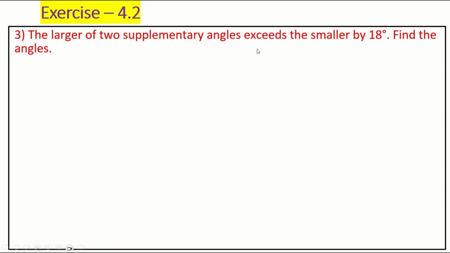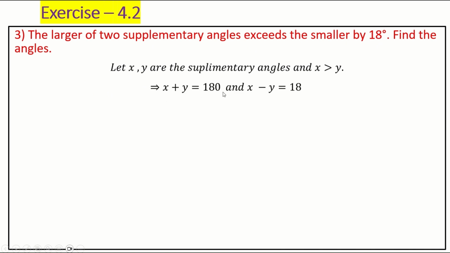The larger of two supplementary angles exceeds the smaller by 18. Find the angles. Okay, so this looks easy. Let's say the two angles are x and y and x is greater than y. x plus y is 180 because they are supplementary angles. And they differ by 18 degrees.